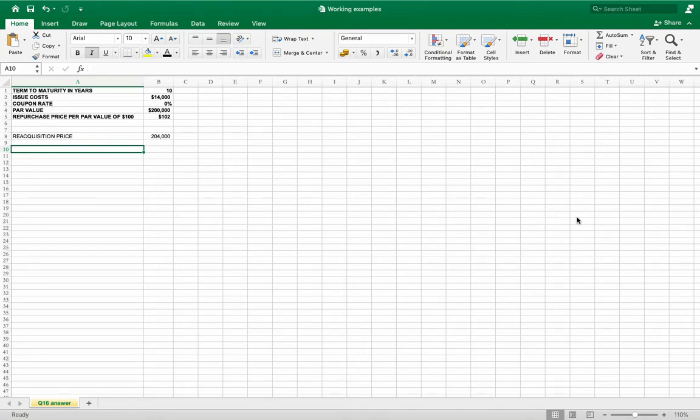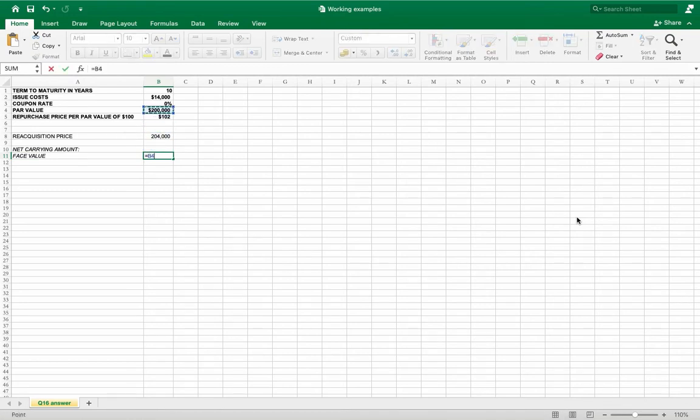But there are a few steps and calculations that we need to carry out in order to arrive at the final figure required. That is the net carrying amount that we are searching for. Okay, so we are searching for net carrying amount. Face value, which is par value, should be calculated first. Actually, it is given here, $200,000.